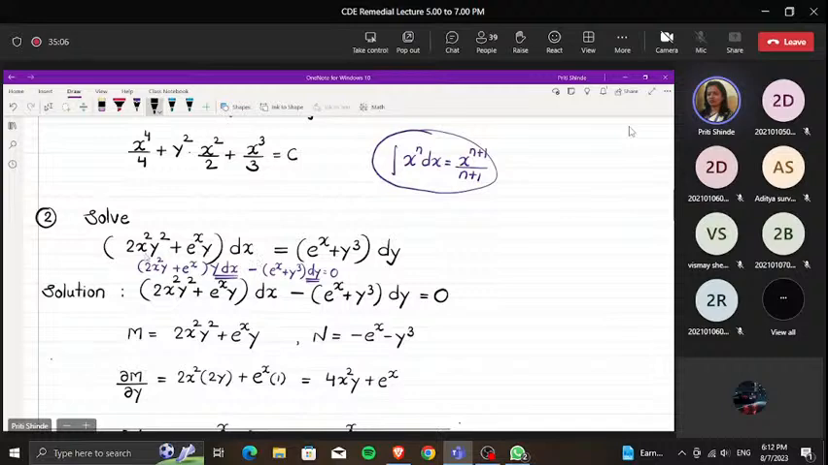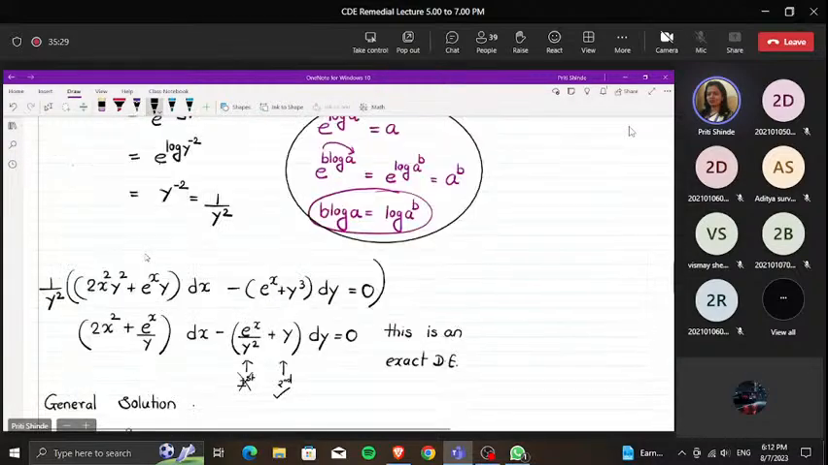Today's second example: again, (2x square y square plus e raised to xy) into dx is your first term. Right hand side, (e raised to x plus y cube) dy is the second term, dx and dy. So compare with m dx plus n dy is equal to 0. Only two terms. So the hint is to solve by using exact or non-exact differential equation.